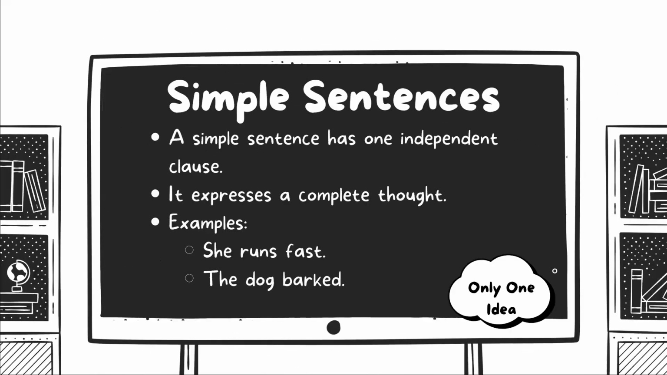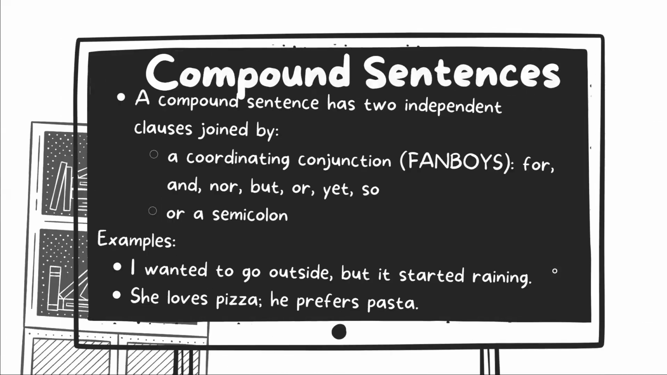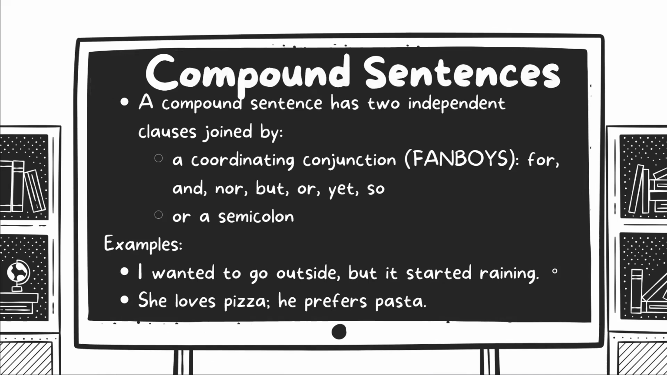Meet the simple sentence, the OG of all sentences. It's short, sweet, and says one complete idea. Only one idea. For example, she dances, the sun shines, I love chocolate. Don't we all? So there are some more examples that I have given on screen. Each one has a subject and a verb, which together form a complete thought. No drama, just facts.